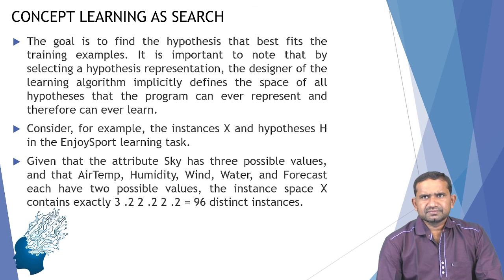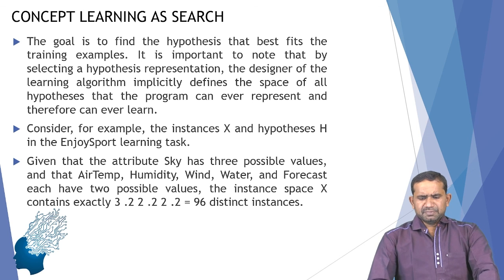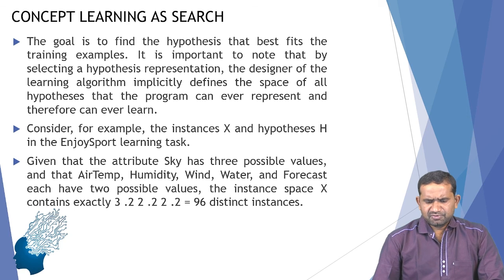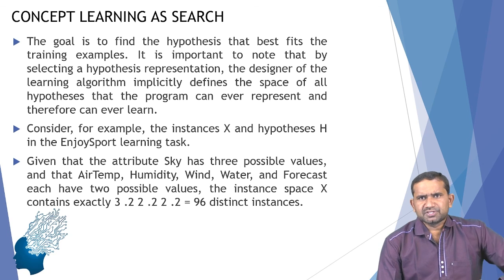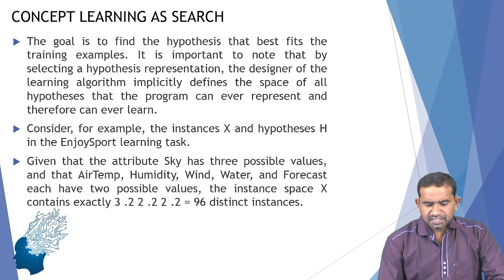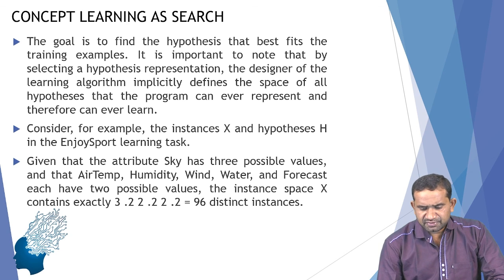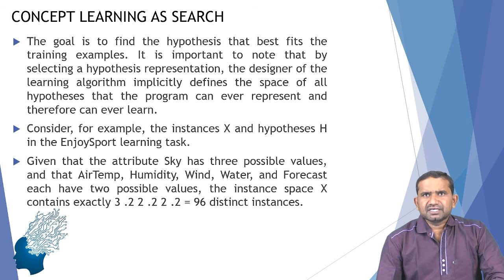It is important to note that by selecting the hypothesis representation, the designer of the learning algorithm implicitly defines the space of all hypotheses that the program can ever represent and therefore can ever learn. So we take an example about this concept explanation. Consider, for example, the instance X and hypothesis H in the enjoy sports learning task.